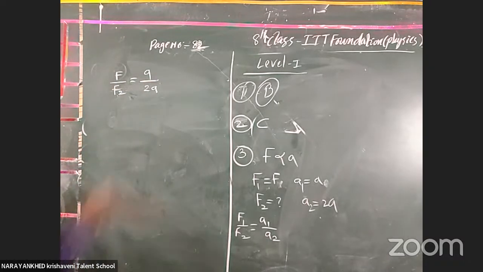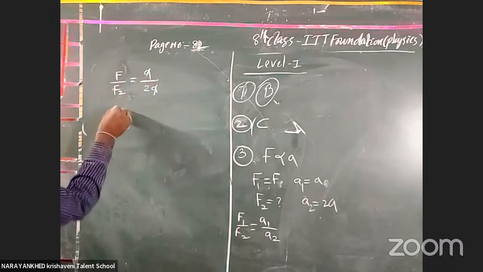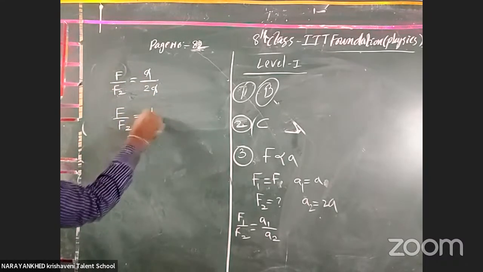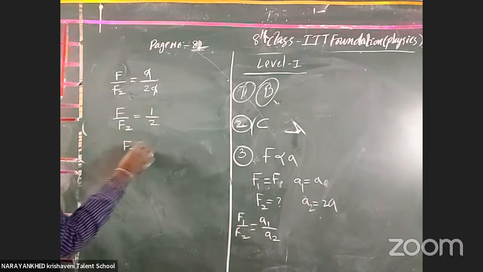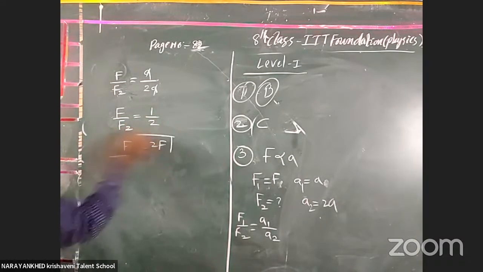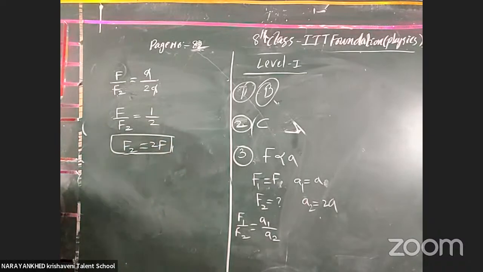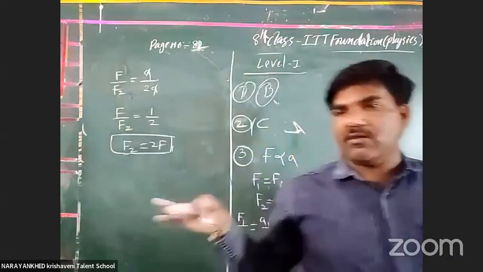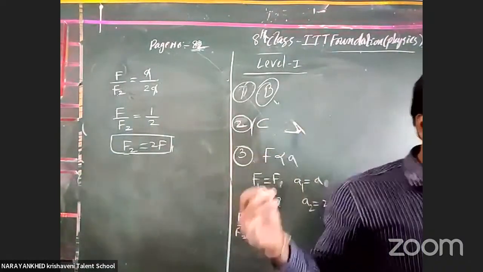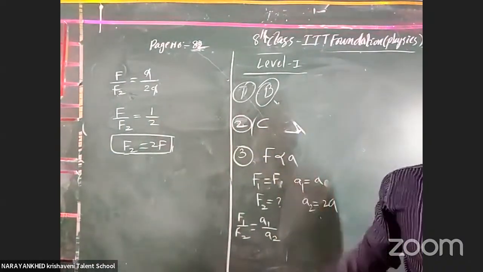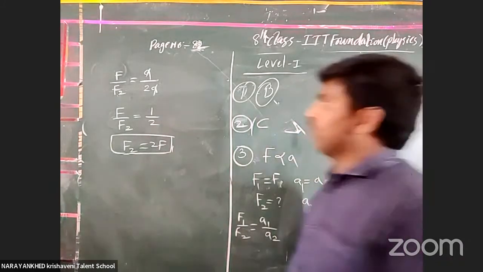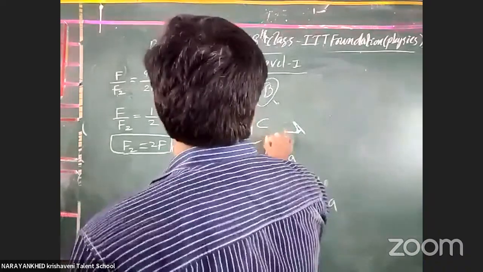Now automatically, A and A cancel each other. F1 by F2 is equal to 1 by 2. Then F2 is equal to 2F. Got it or not? Yes, the force also becomes double. Acceleration is doubled, and the force is also doubled, twice. So 2 times it will be increased. Answer is B. Okay, the third answer is B.